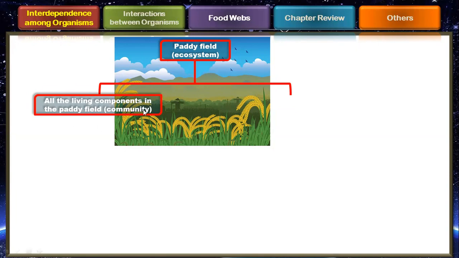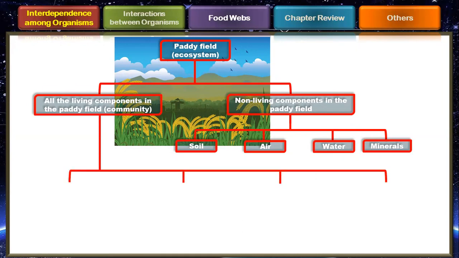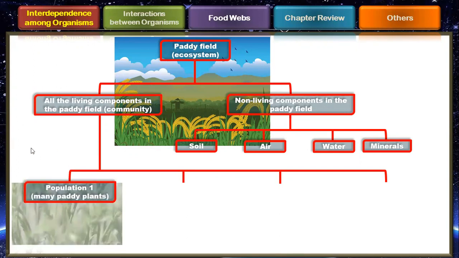Which is what we call community, and also the non-living components in it. So what are those non-living components? Of course, we have soil, air, water, and minerals. So they are the non-living components. How about the living components? Living components make different populations, right? So of course we have ecosystem as the biggest unit. Next up is community, still a big unit. And under community, we have populations.